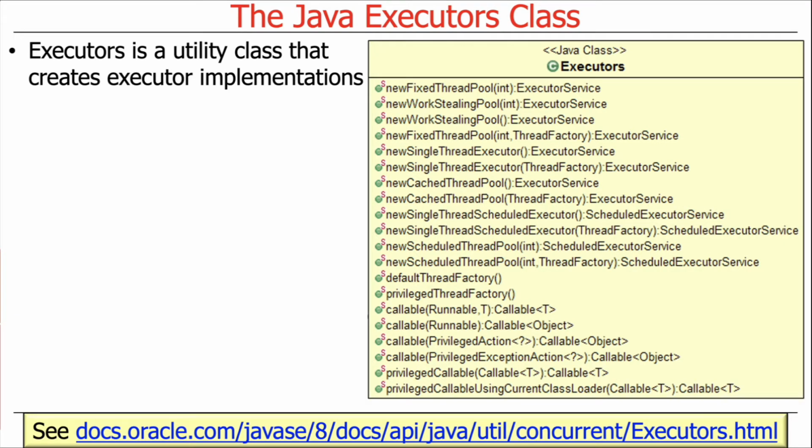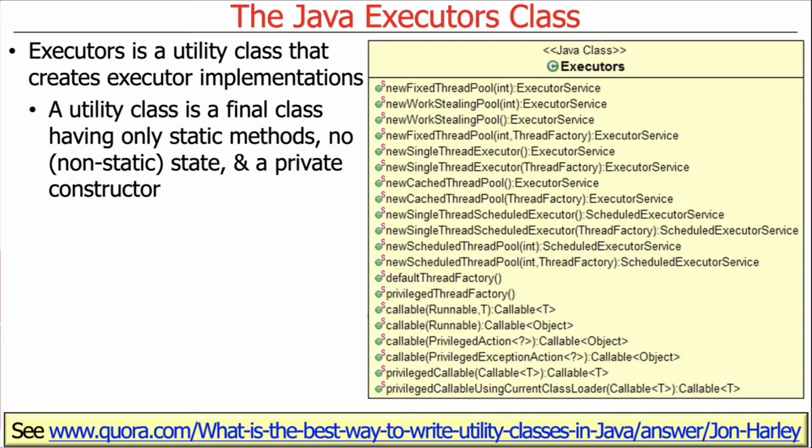Executors is a utility class that creates executor implementations. We've talked about what a utility class is before. It's a final class, meaning it can't be extended. It only has static methods. It has no non-static state. You could have static state, but I don't think it has any static fields. And it has a private constructor, meaning you can't make an instance of this class. It's really just a bunch of methods grouped together under a common namespace, if you will.